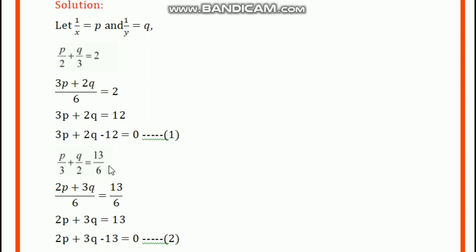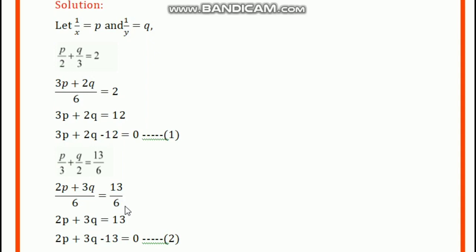Here also I am going to take the same method. Because we already know that 1 by x is equal to p and 1 by y is equal to q, so p by 3 plus q by 2 equal to 13 divided by 6. Then take the LCM. What is the LCM? 6. So 2p plus 3q divided by 6 equal to 13 divided by 6.